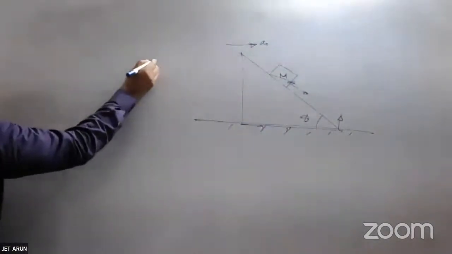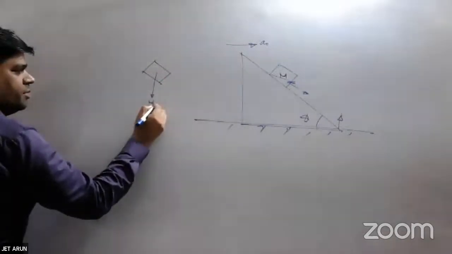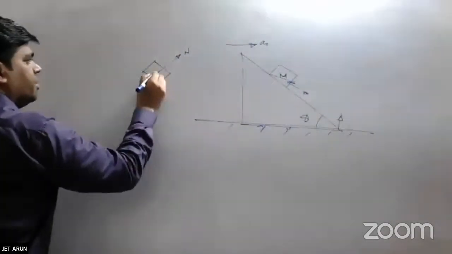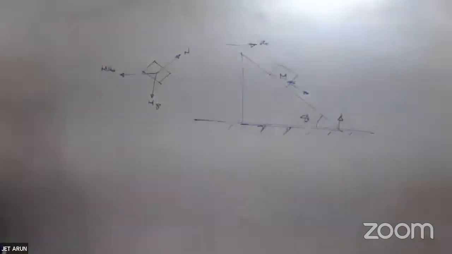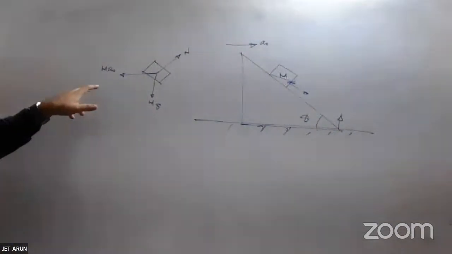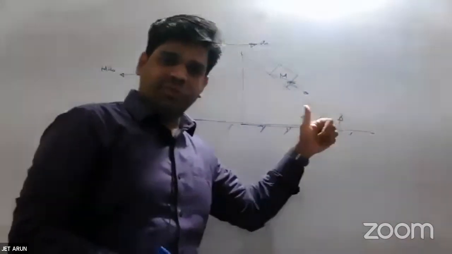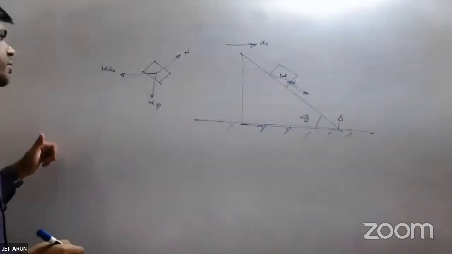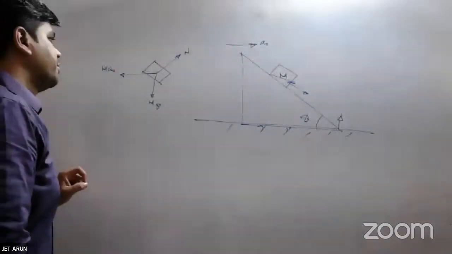So let's draw the FBD. mg downwards, normal reaction perpendicular to the plane, and pseudo force m a naught towards left. Why is it towards left? Acceleration of the reference frame is towards right, so the pseudo force on the particle is towards left. Pseudo force is always opposite to the direction of the acceleration of the reference frame.